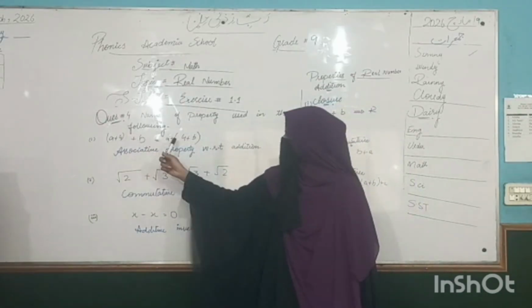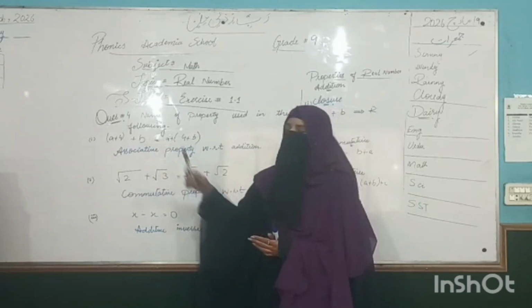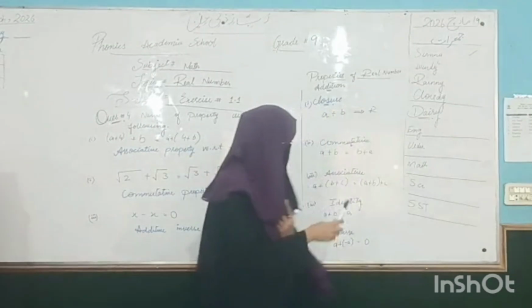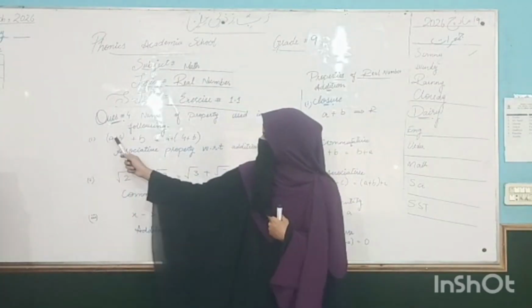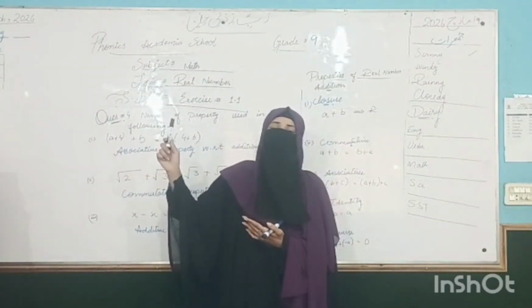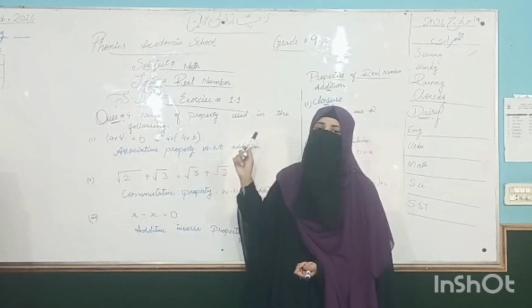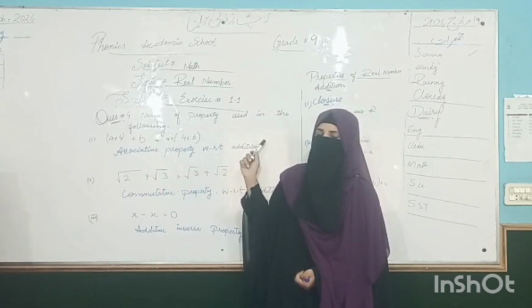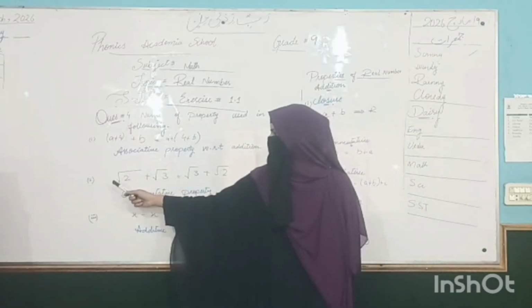For example, a, 4, b. The terms are the same, so the result is also the same, with 3 terms a, b, c. A, c, b is also the same. This is called the associative property of addition. Write the associative property of addition. Next, question number 2.